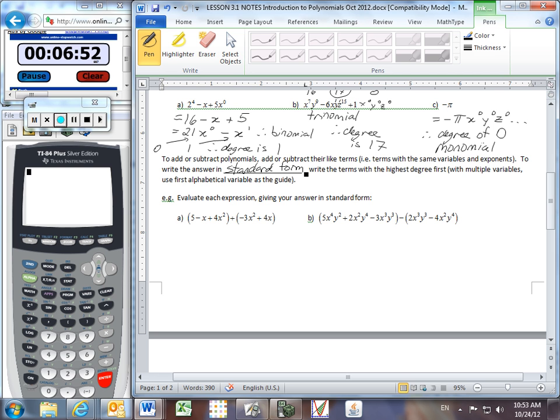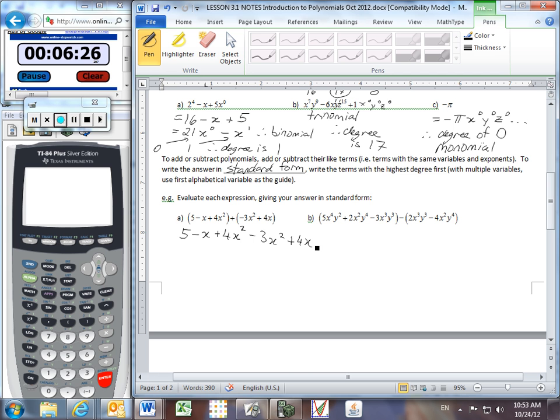Let's work on this first example. We're adding together this trinomial with this binomial. So the brackets aren't really doing anything in the first expression, so let's just change it to 5 minus x plus 4x squared. And then I'm adding negative 3x squared, so perhaps I can just think of this as a minus 3x squared. And I've got plus another 4x.